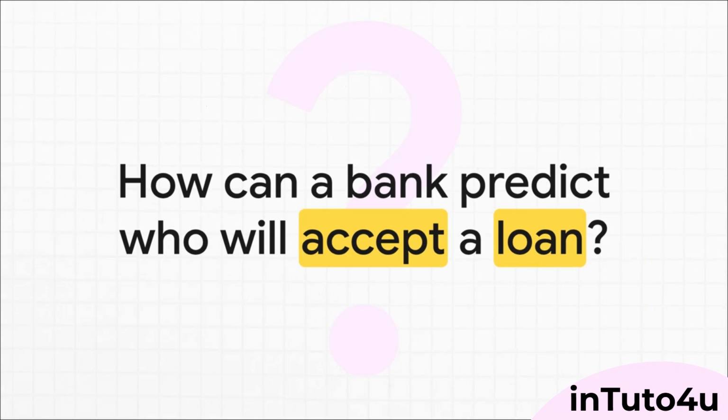So let's start with a real-world problem. Imagine you're a bank. You've got data on thousands and thousands of customers. Things like age, income, family size, their spending habits, you name it. How on earth do you sift through all of that to find the people who are most likely to say yes to a loan? It feels like you're looking for a needle in a haystack, doesn't it?